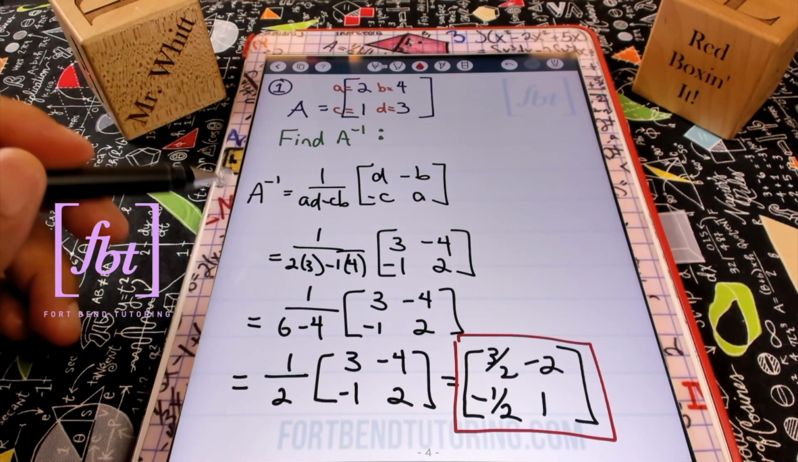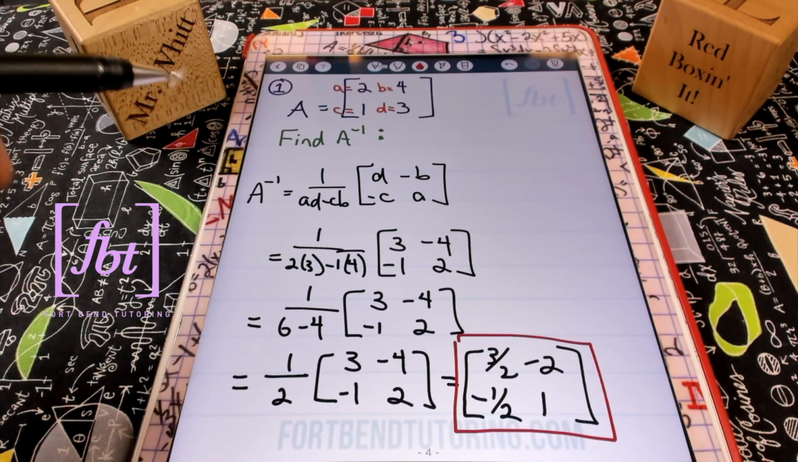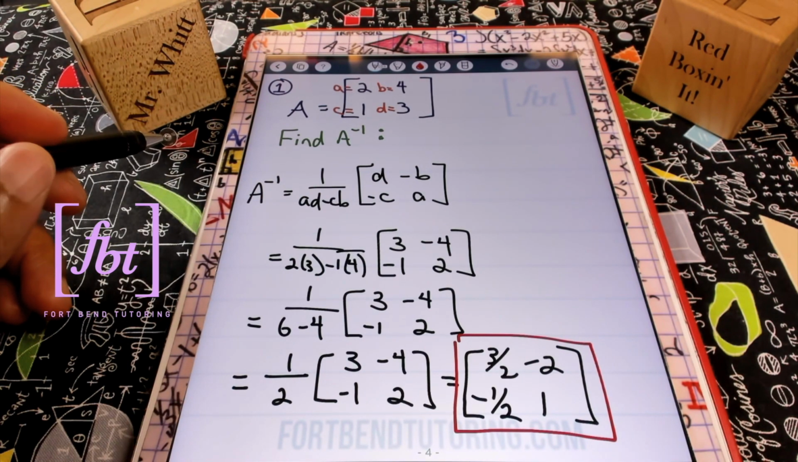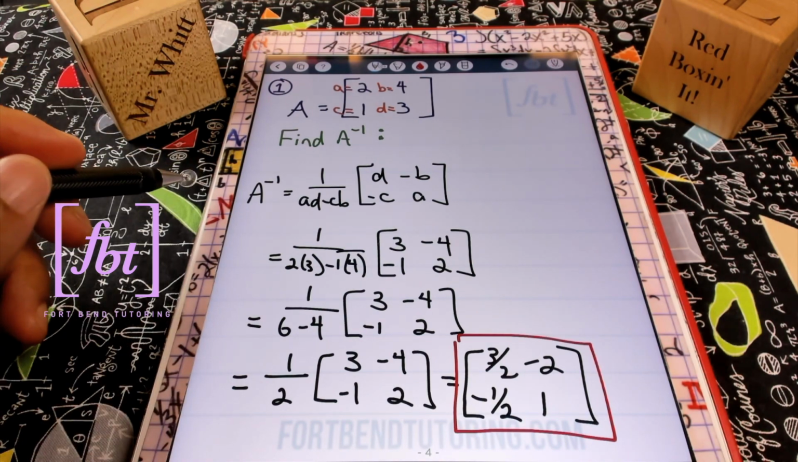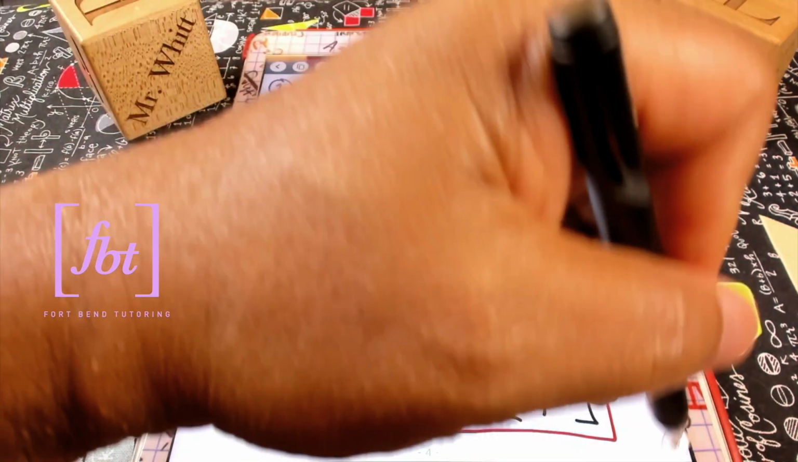So what we did with this one is we used that formula for finding the inverse matrix of a 2x2 matrix from the previous page in order to solve this particular problem number 1. However, this is not the only strategy I wanted to show you today. So let's check out our next problem.